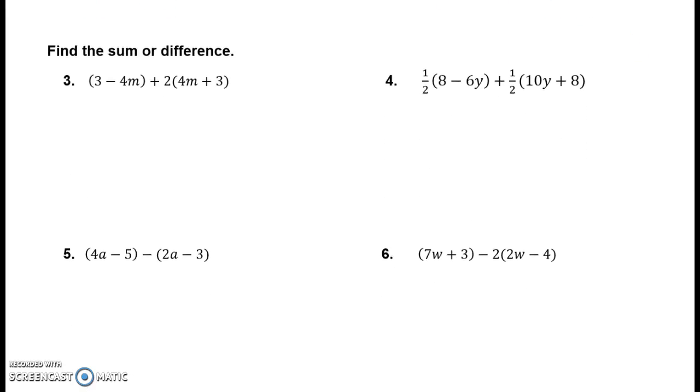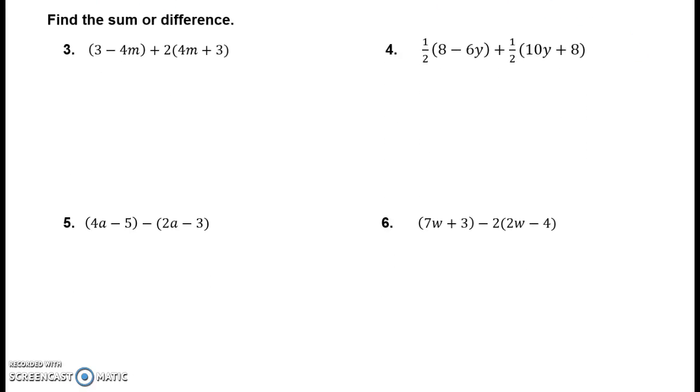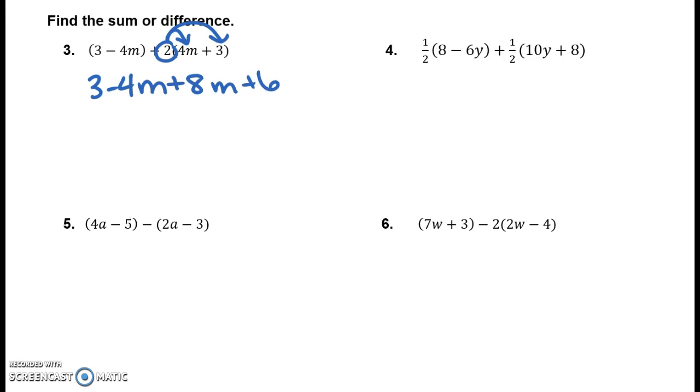Alright, on number 3 and 4 and 5 and 6, we are adding and subtracting linear expressions. So right here I need to distribute the 2. So this is 3 minus 4m plus 8m plus 6. And from there I can combine my terms. So negative 4m plus 8m is positive 4m, and I have 4m plus 9.